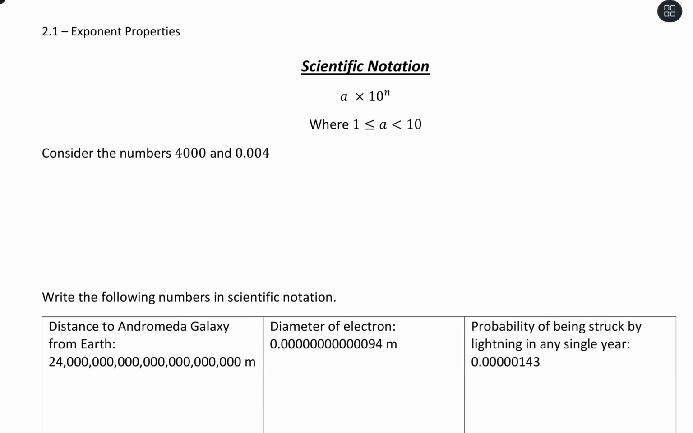Scientific notation allows us to write really, really big numbers or really, really small numbers in a shortened format. Eventually, what we can do is carry out calculations without having to plug in absolutely massive numbers or absolutely microscopic numbers. We can use this shorthand, which is scientific notation.